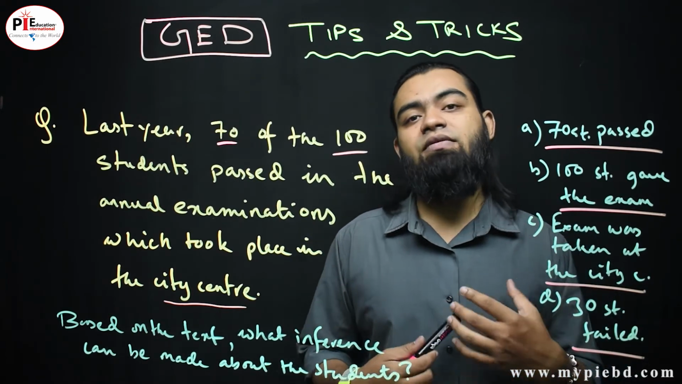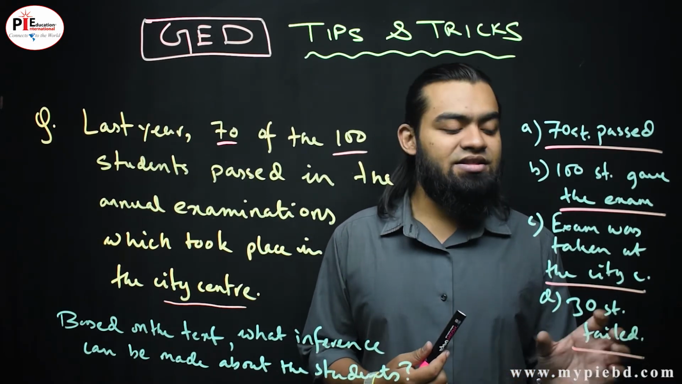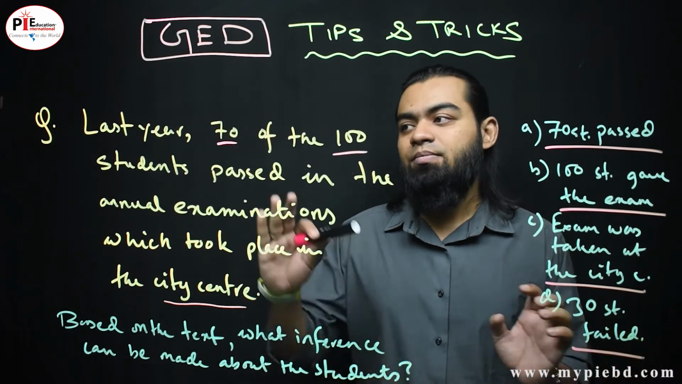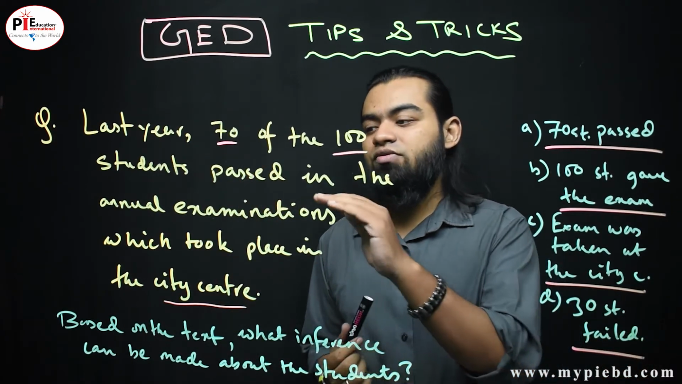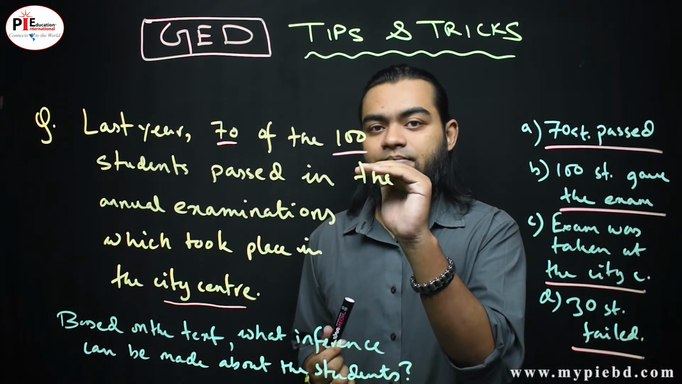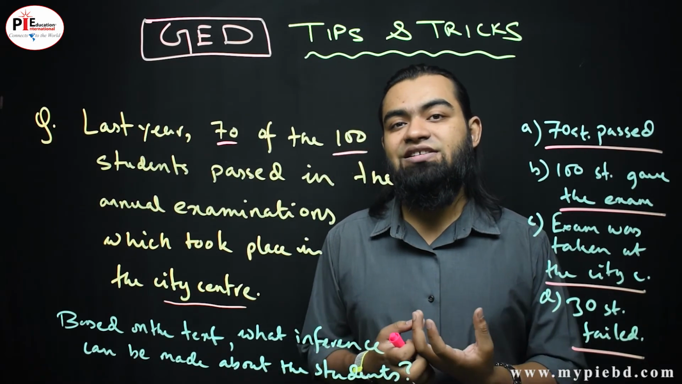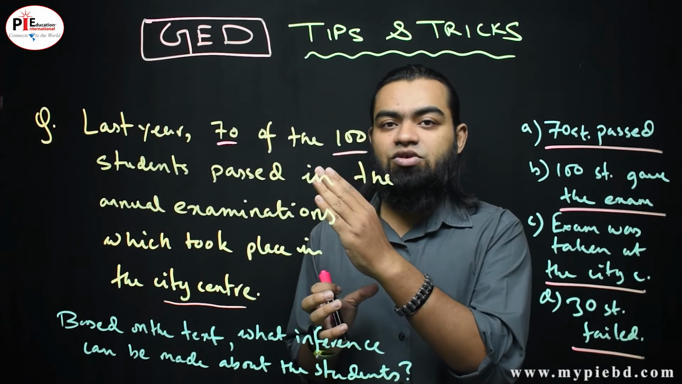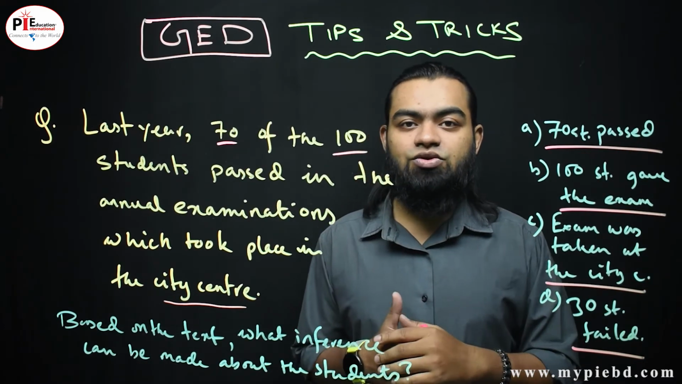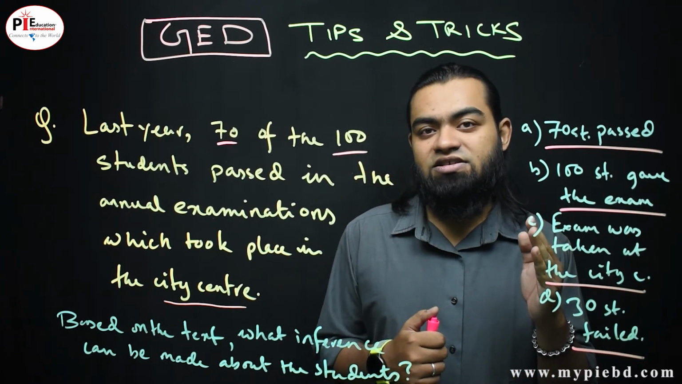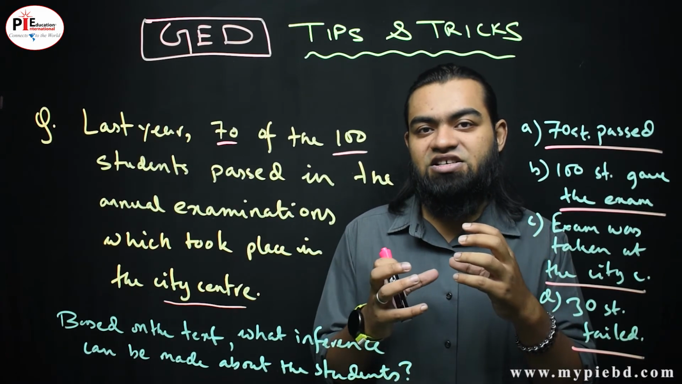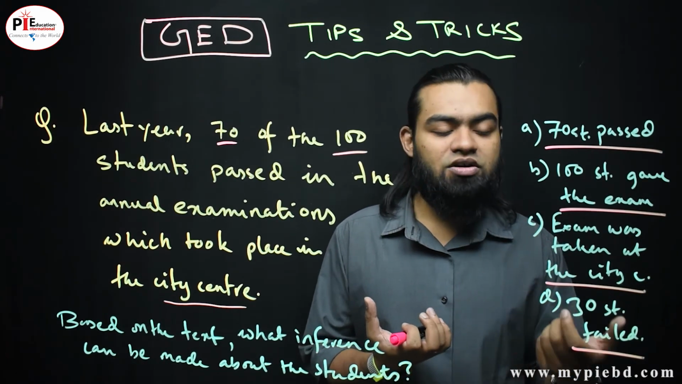Why? Because I am having to logically assume that 30 students failed. Because 70 students passed out of the 100 students who gave the exam, and the 30 students are not mentioned here, but we can logically assume that even though 70 students passed, because there were 100 students, 30 students probably failed. So did you get the idea here? We are having to assume our correct answer.